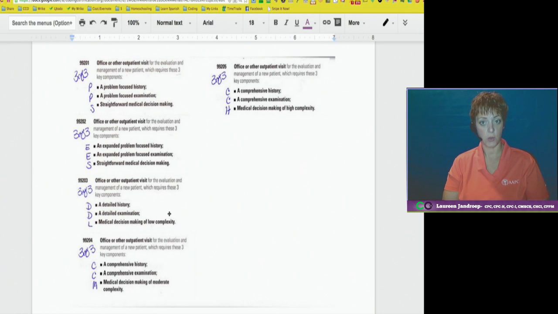There's only 5 choices, or what people like to call levels, and that's why this is called leveling. So we've got 99201, also known as level 1. If you were to define it using my system, it would be called a PPS. Your level 2 would be an EES for expanded problem focused, straightforward. Your level 3 would be a DDL, detailed, low. Your level 4 would be a CCM, comprehensive, moderate. And then your level 5 would be a CCH, comprehensive, high.